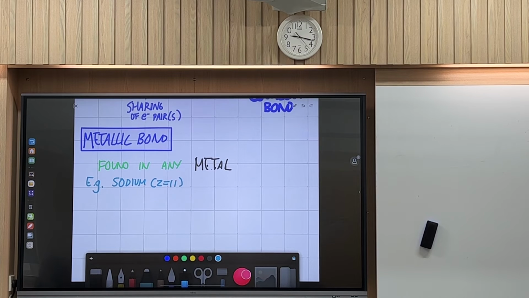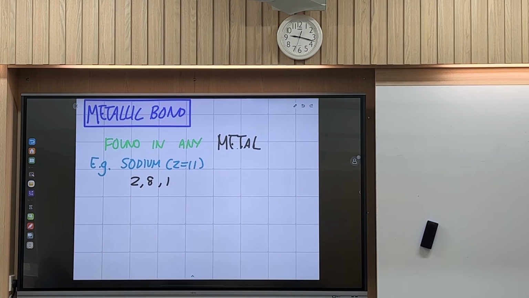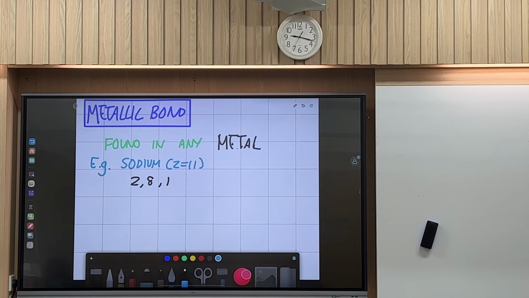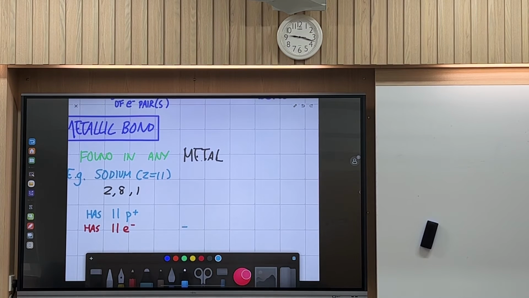What is the electron arrangement of sodium? 2, 8, 1. Yes, so 2, 8, 1. So that means it has one outer shell electron. Okay, so we will draw it like this. Sodium has 11 protons. It has also 11 electrons. But there is one outer shell electron, you see. Okay, so let me draw 11 plus in here. And then there is 10 electrons.